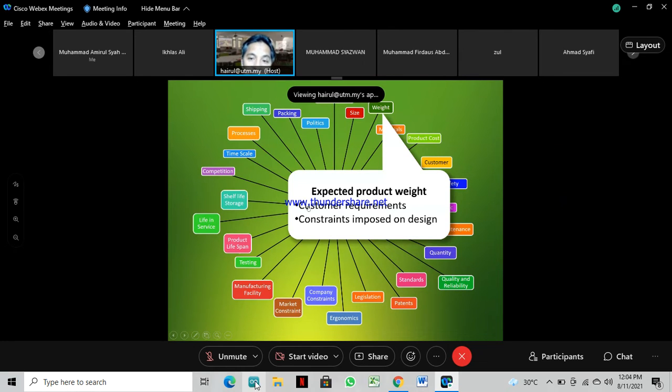Apa statement you want to put under heading weight? Important statement as a guideline for you generate ideas sendiri. Macam ada limit, ada requirement lah. Macam you ada target weight. So, saya cakap, kalau you tak focus on weight pun, be careful, ya, danger juga.